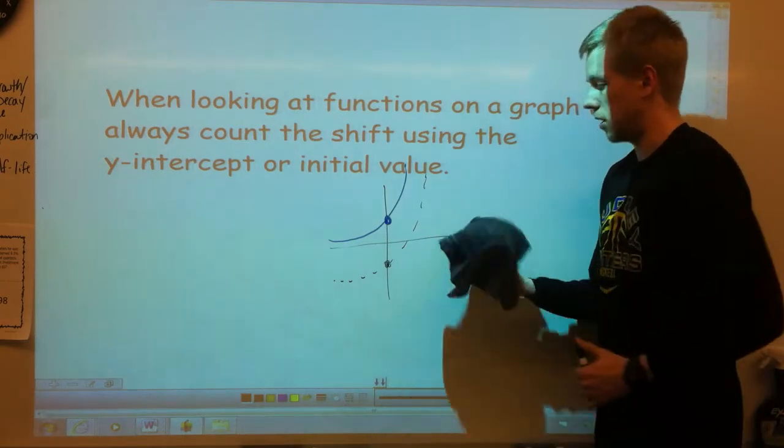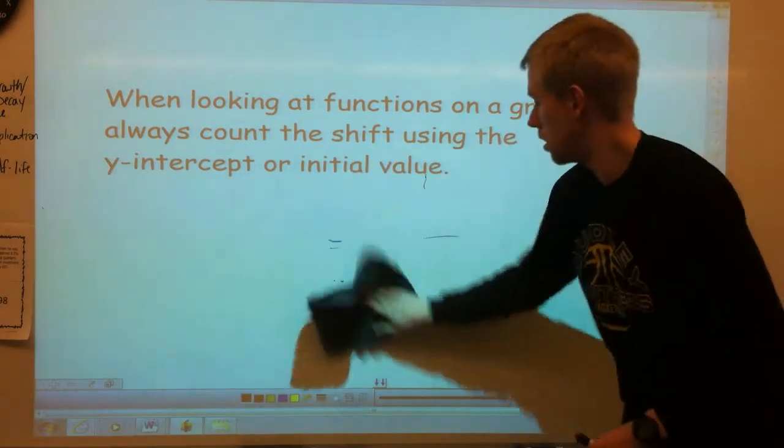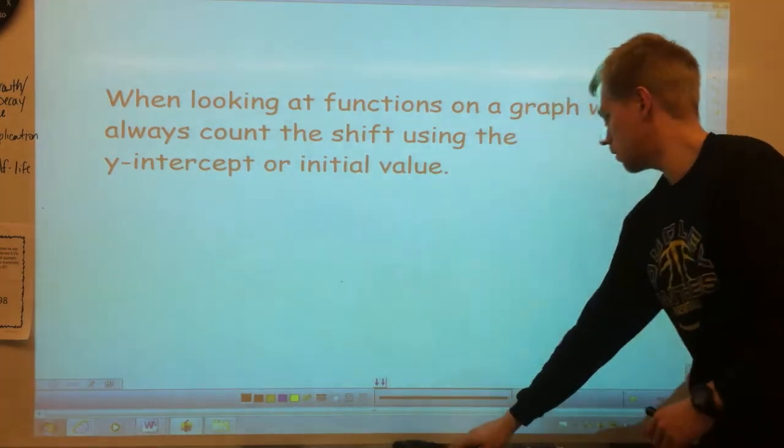Okay, so that's when we're talking about graphs. You'll see a lot of graphs when we model real-world situations later on.